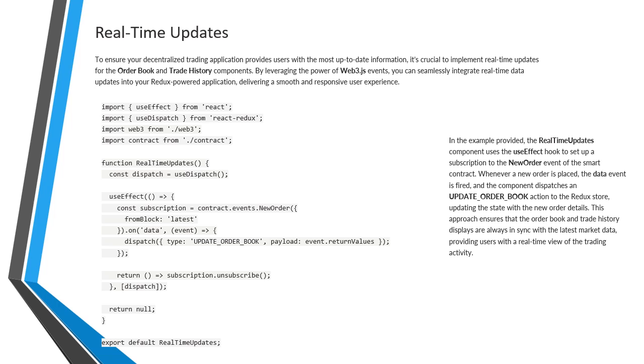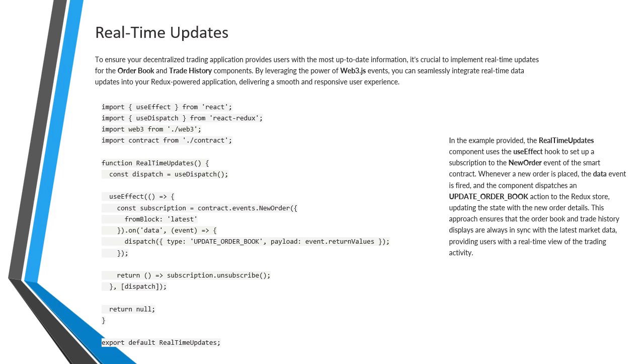One of the important features of our trading decentralized application will be real-time updates. This can be done using this code. This code first imports useEffect from React, useDispatch from React Redux, and Web3 and contracts. Then we define a function named RealTimeUpdates, and then we define a constant dispatch which uses the useDispatch function. After that, useEffect is used to run the side effect.